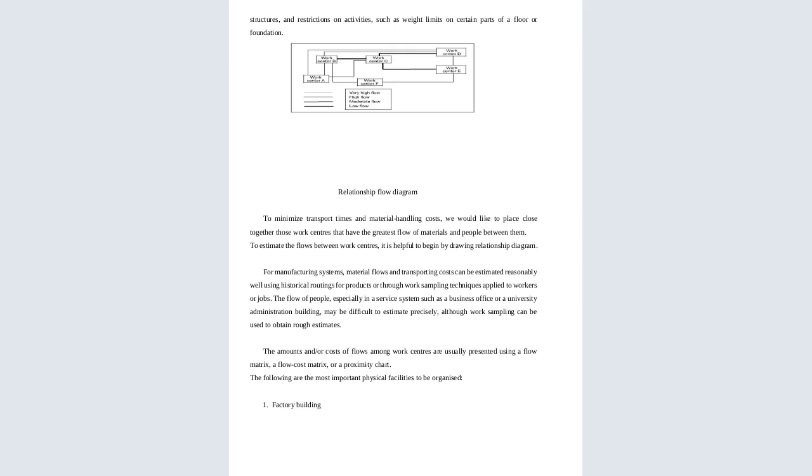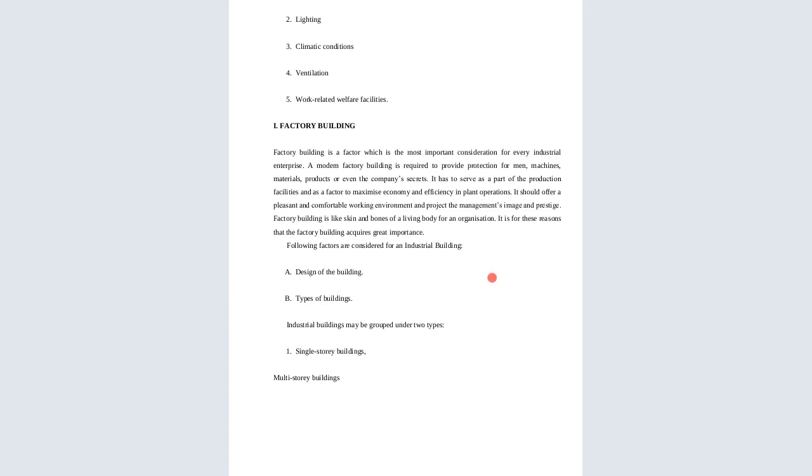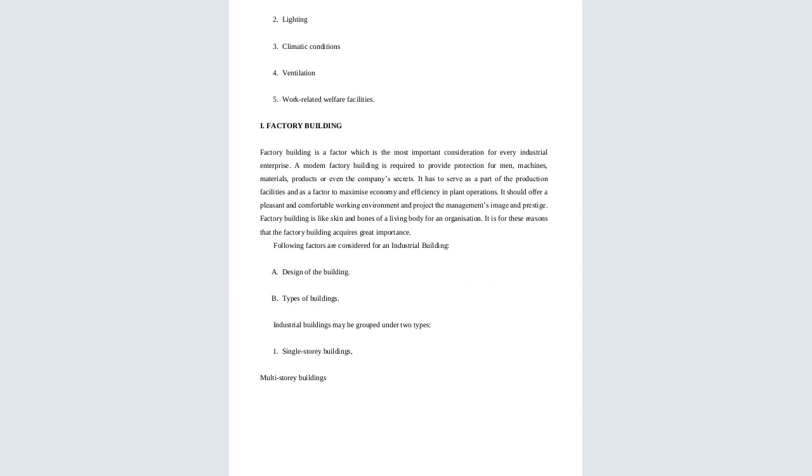Following are the most important physical facilities to be organized. Now the factory building, these are the facilities that should be organized in the layout: the lighting, climate conditions, ventilation, and work-related welfare facilities. Work-related welfare facilities are things like the washroom, water points, clean drinking water, and even allowances and so forth.